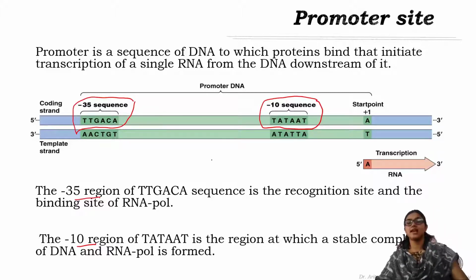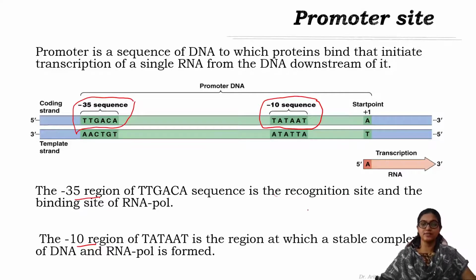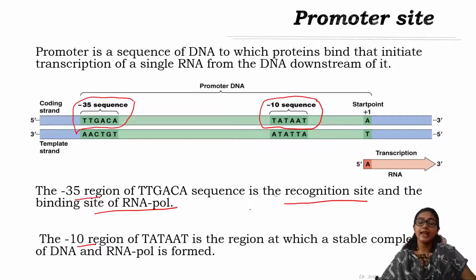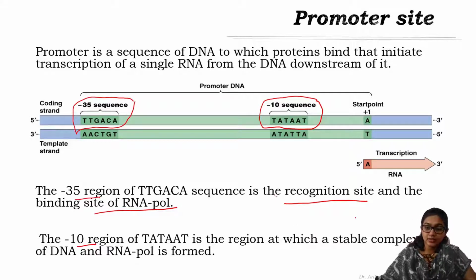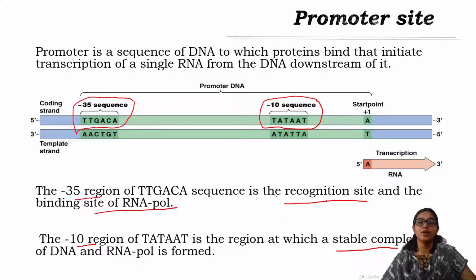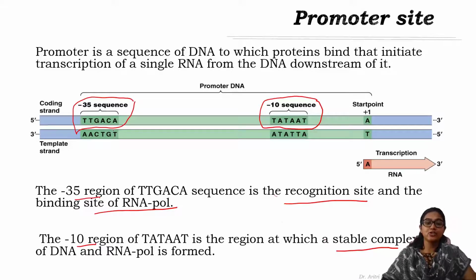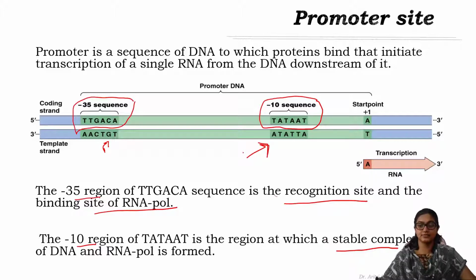Now these 2 promoter sites have 2 different functions. The -35 region is the recognition site, where the RNA polymerase binds, and at TATAAT, which is located in the -10 region, a stable complex of RNA polymerase and DNA is formed. So basically the RNA polymerase binds in this region with the DNA strand, and finally coming here that binding is stabilized.